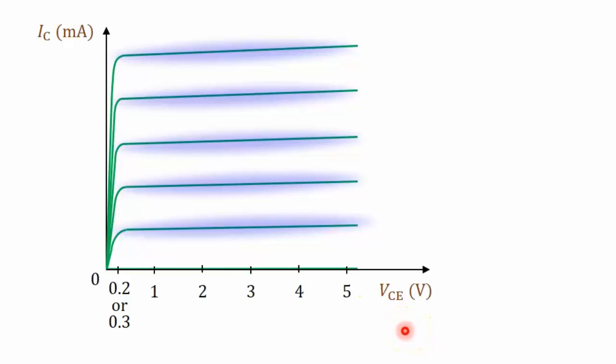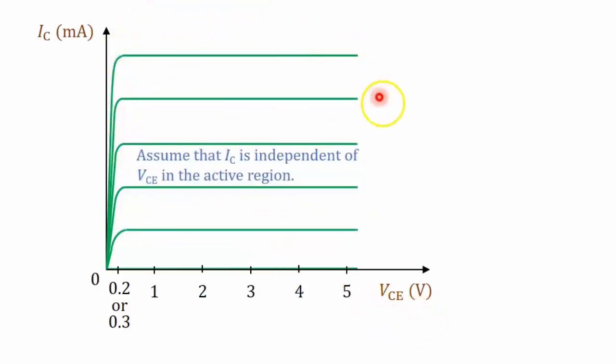However, in the theoretical calculations, we often ignore this small increment and assume that the collector current is independent of VCE. Therefore, this portion of IV curve is simplified to be some horizontal lines.